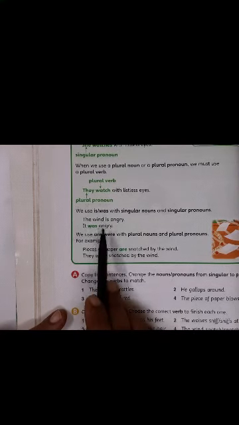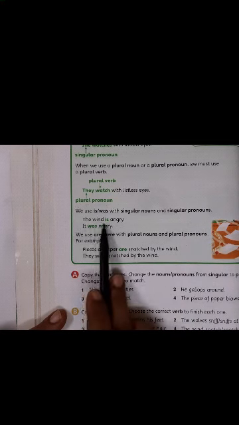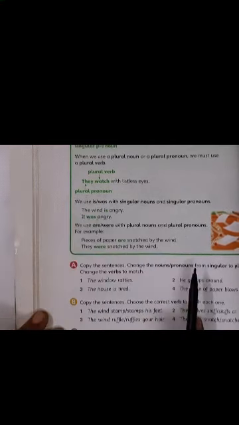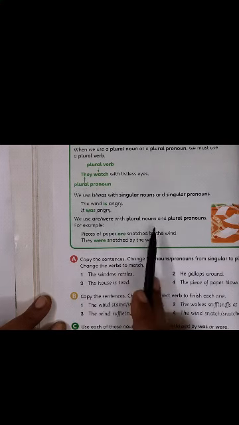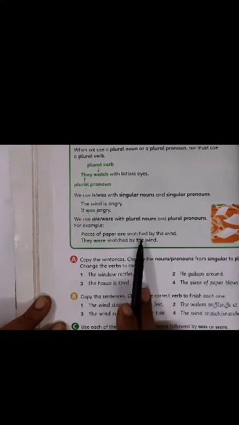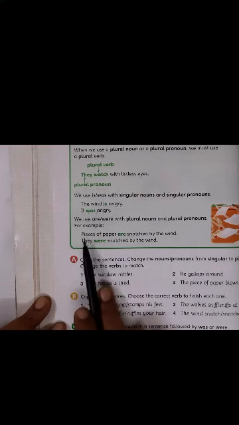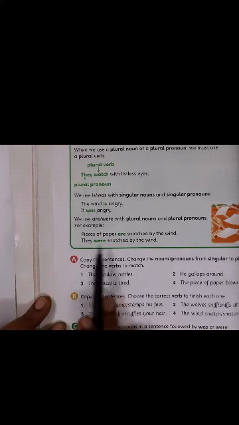Now, children, look here, is and was. We use is and was with singular nouns and singular pronouns. The wind is angry. Here it is singular. Here also, it was angry. It is the past of is. We use are and were with plural nouns and plural pronouns. So is and was are singular. Are and were are plural. Pieces of paper are snatched by the wind. Snatched, I told you the meaning when we did it. They were snatched by the wind. So they is plural and it is were.